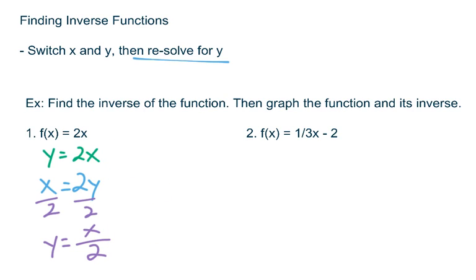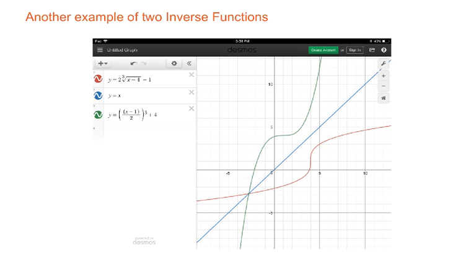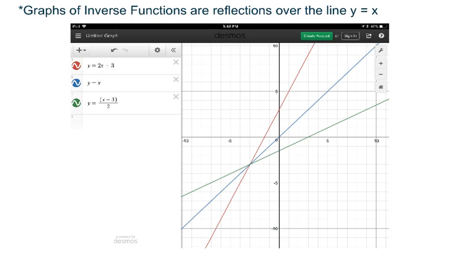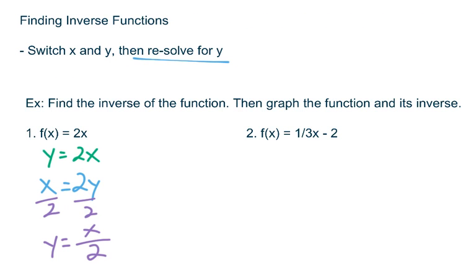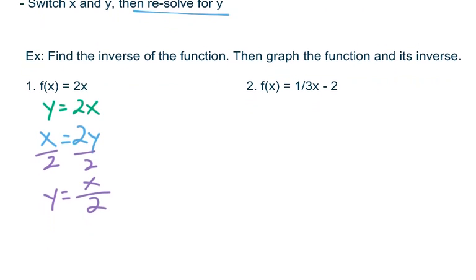What you should see, though, if you use your graphing calculator or Desmos, is that this line and this line are reflections over the line y equals x. It would look something like this. Obviously, the first example would look more like this one with the lines, but it's the same idea nonetheless. Okay, so number 2, f of x equals 1/3 x minus 2.